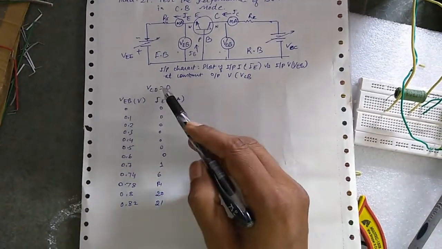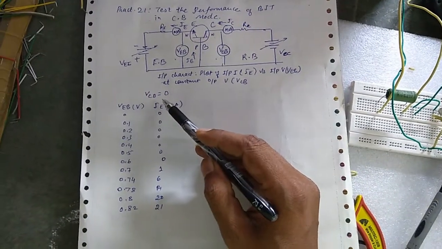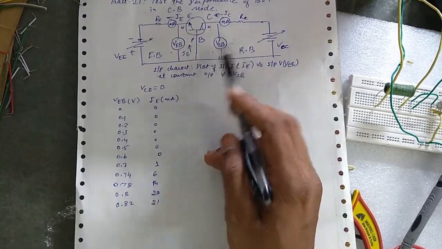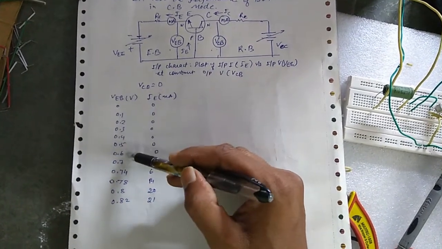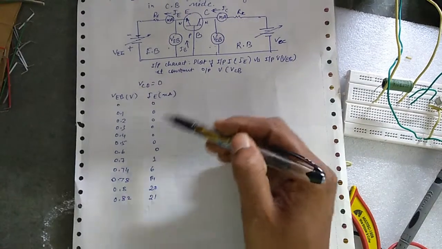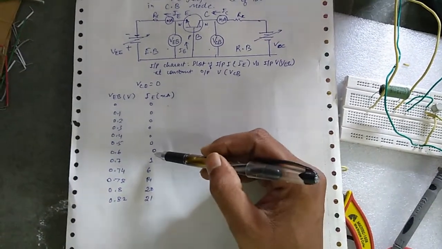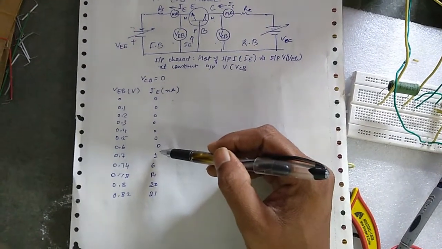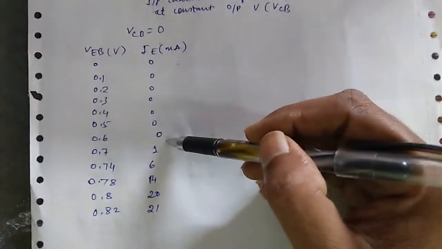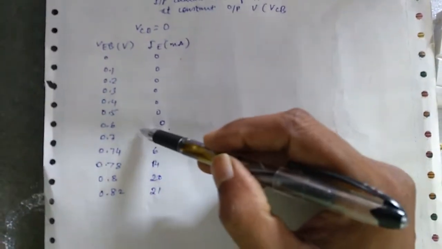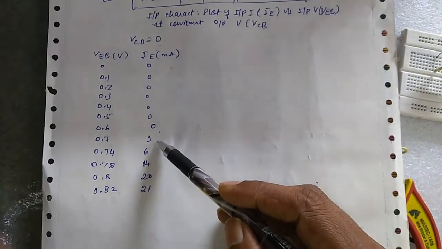So again I repeat, I have plotted the values of input characteristics, that is VCB equals 0 volts. The input voltage VEB I have varied in steps of 0.1 volts, and I have measured the value of emitter current, that is the input current. It is observed that up till 0.6 volts VEB, the emitter current is 0, but as I have again increased the forward bias, the current is rising.